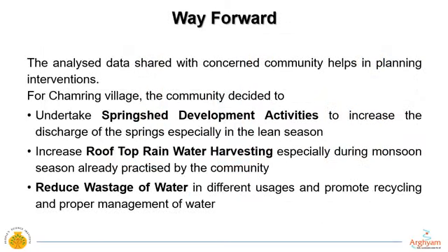Once we compute the domestic water demand and supply for a village, it can be shared with the concerned community who can further plan proper interventions to address the situation. For example, in case of Chamling village, the community decided to undertake spring shed development activities to increase the discharge of springs. They also decided to promote installation of rooftop rainwater harvesting structures to store water during the monsoon season, in addition to reducing wastage of water, promoting recycling and proper water management.